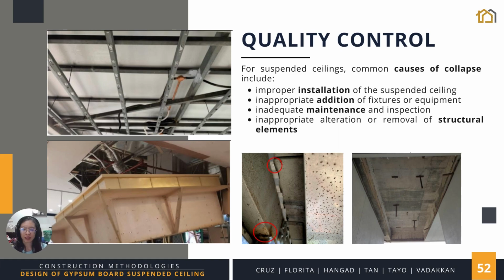For gypsum board suspended ceilings, the common causes of collapse include the improper installation of the suspended ceiling, shown by the picture on the top left of the failure of the panel support; the improper addition of fixtures or equipment, shown by the picture on the bottom left of a collapsed suspended ceiling due to the additional load of a cabinet; the inadequate maintenance and inspection of the ceiling, shown by the picture on the bottom center of a collapsed suspended ceiling due to water ingress and rusty screws; and finally, the inappropriate alteration or removal of structural elements, shown by the picture on the bottom right of a failed timber supporting frame.